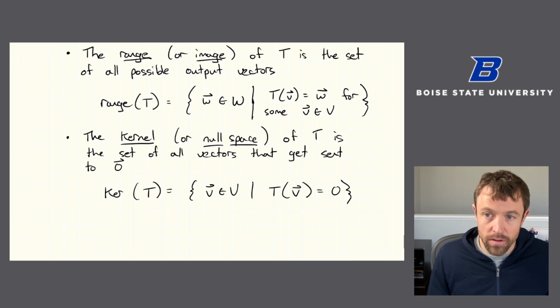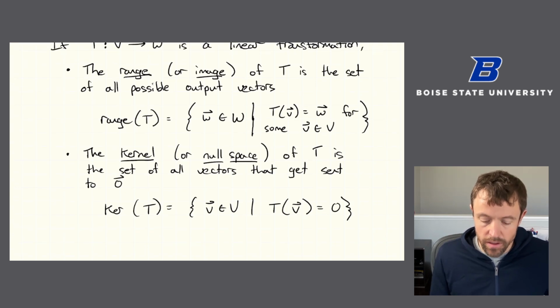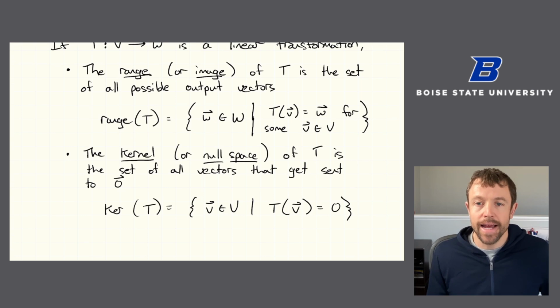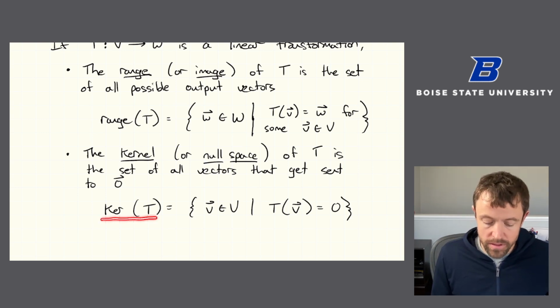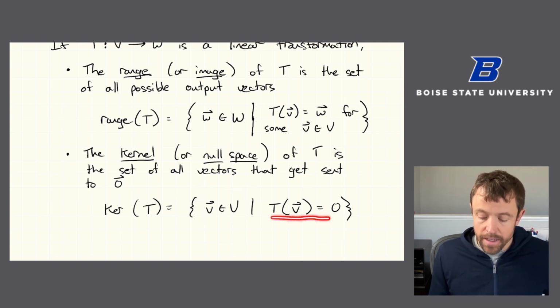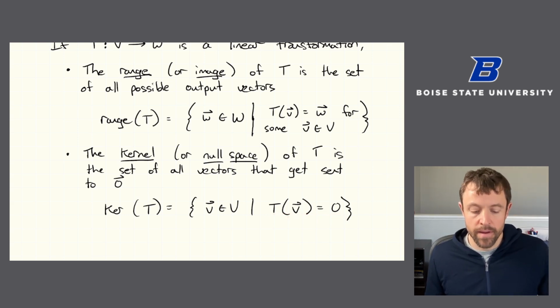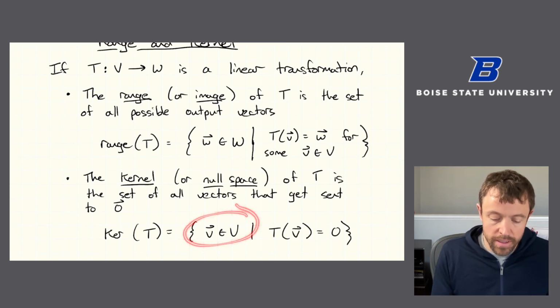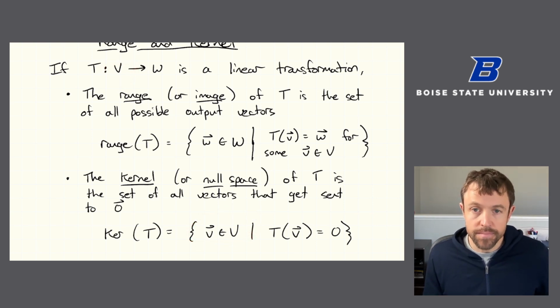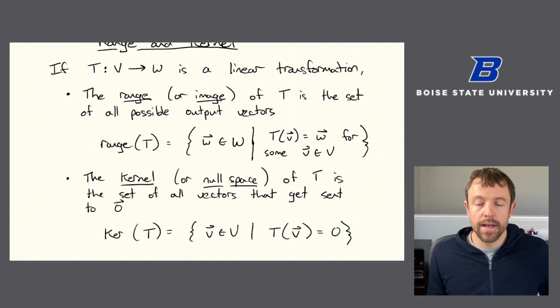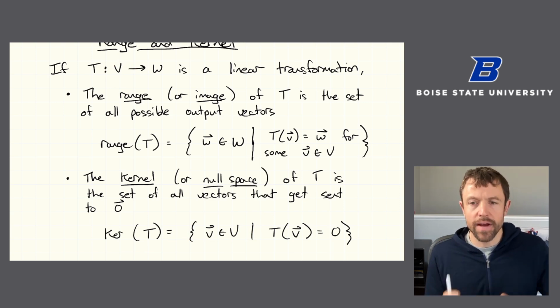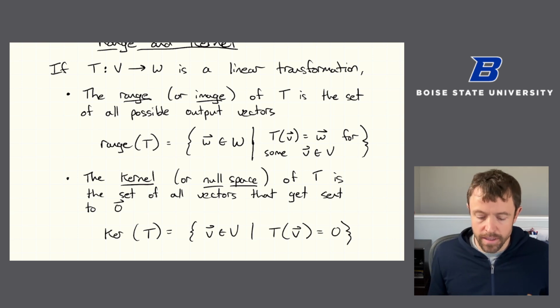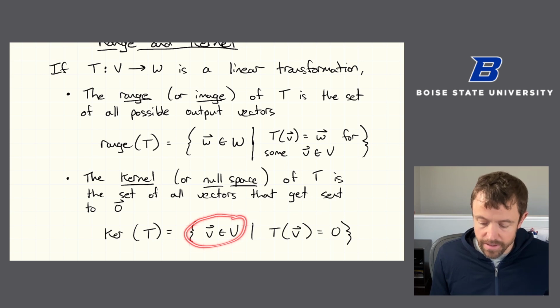Next, we'll want to look at the kernel, which is also referred to as the null space of a linear transformation. And this is going to be all of the vectors that get sent to zero. Or in other words, the kernel of T, this will be our notation, is the set of vectors in V that T sends to zero. The range was a subset of W. The kernel consists of vectors in V. And this, in some sense, is going to be telling us how many vectors get sent to the same place. In particular, how many vectors are getting sent to zero.